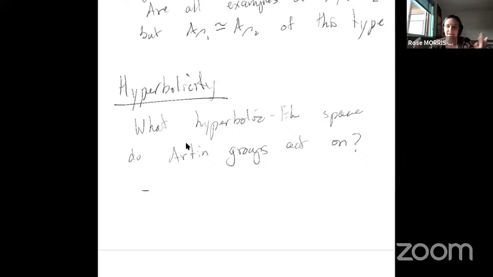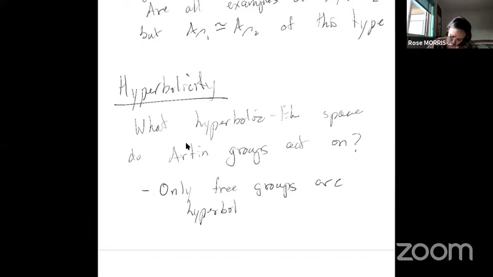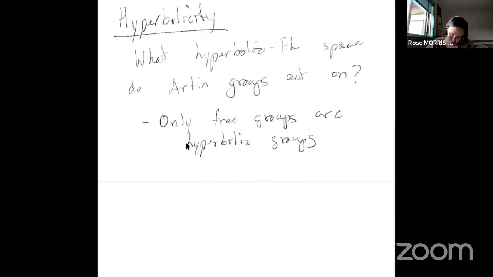First of all, you might ask, are Artin groups hyperbolic groups, or which Artin groups are hyperbolic groups? That would be really great, right? It turns out they're not. Only free groups are honest to goodness hyperbolic groups, groups that act geometrically on a delta hyperbolic space. And I think I actually put this in the exercises, so you can prove that.